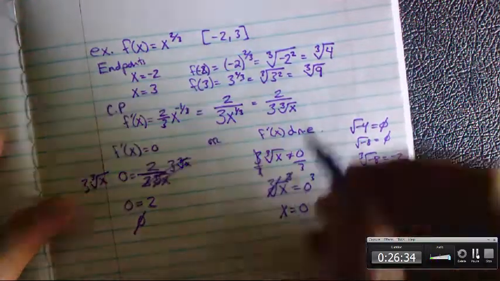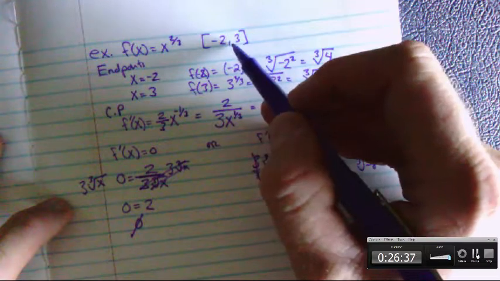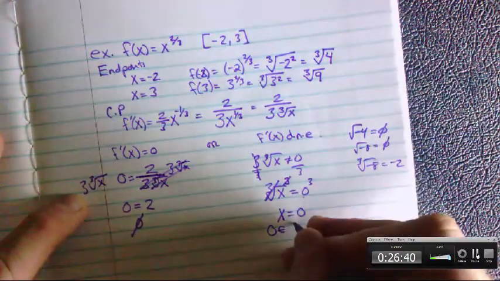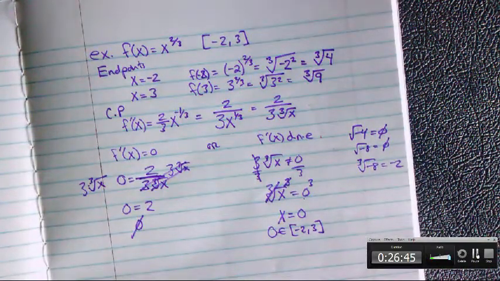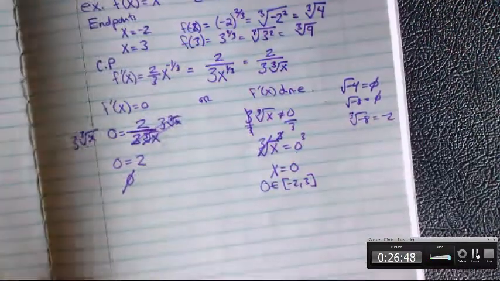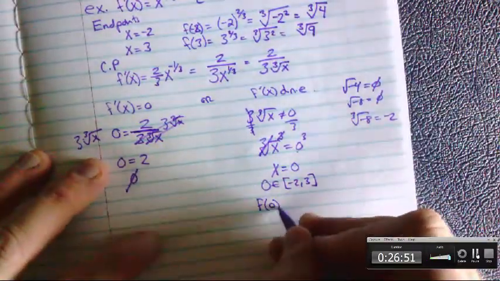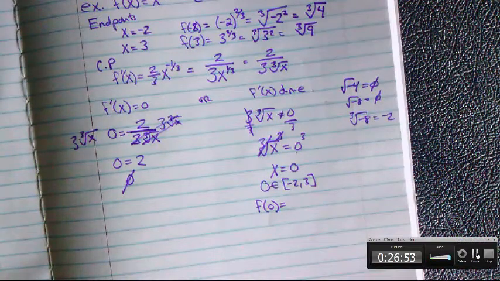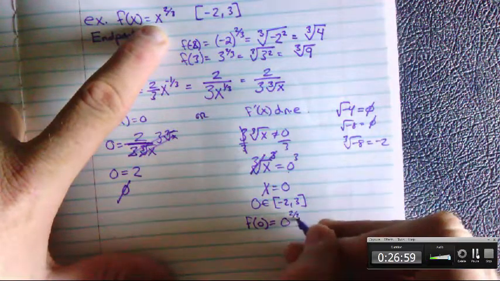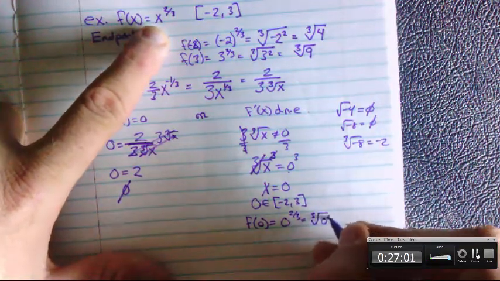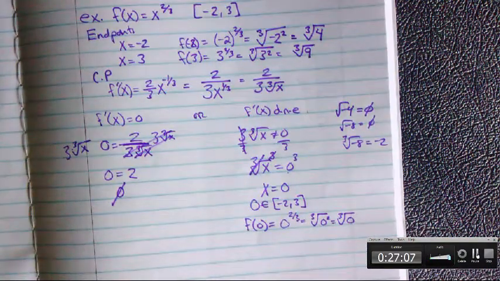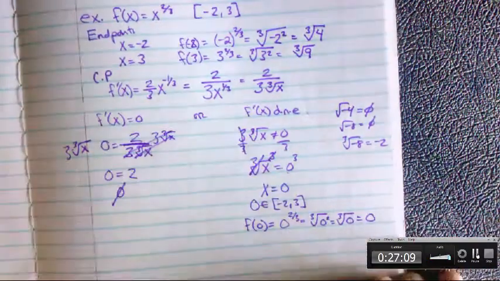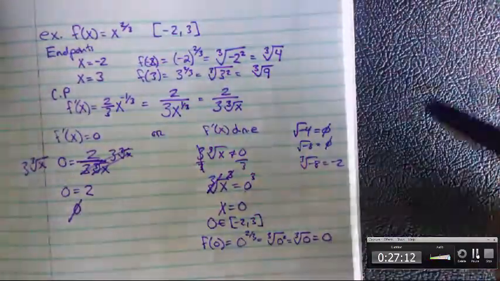Is x equals 0 in the interval that we're interested in? Yes. 0 is an element of negative 2 to 3. Since it's an element of that interval, that means that it's a possible extrema, which means we need to figure out what is f of 0. We need to find out its y value. So we plug it into the original function, which is 0 to the 2/3, which is the cubed root of 0 squared, which is the cubed root of 0, because 0 squared is 0, and the cubed root of 0 is 0. So we've got 3 possible y values.